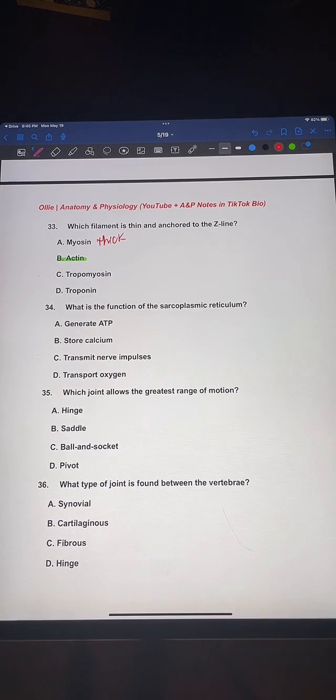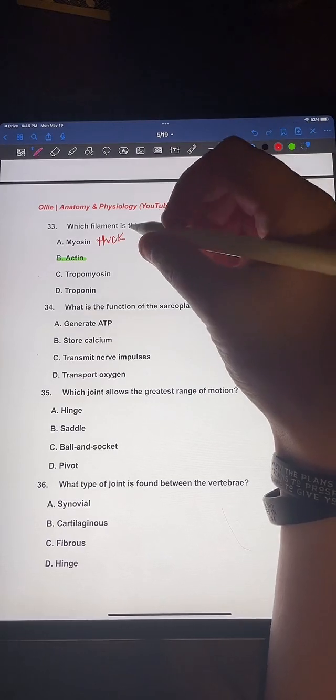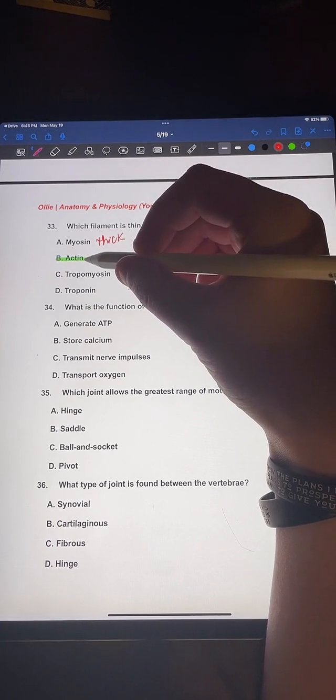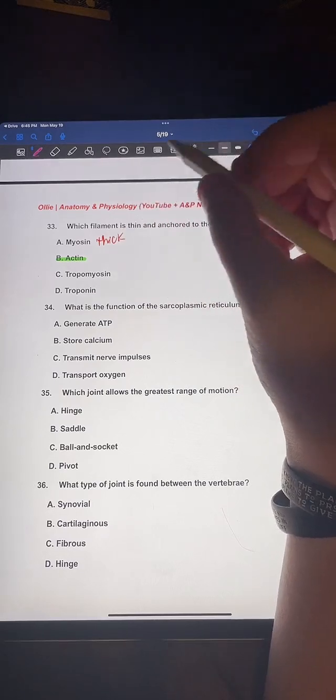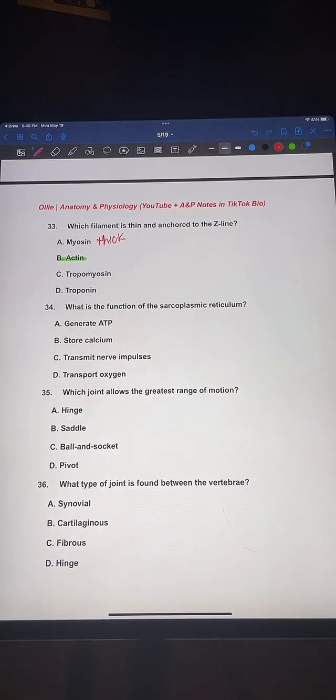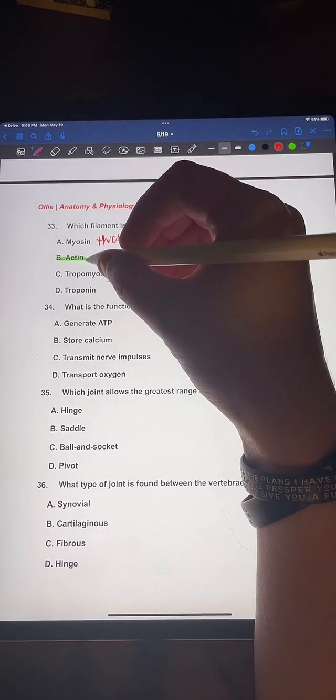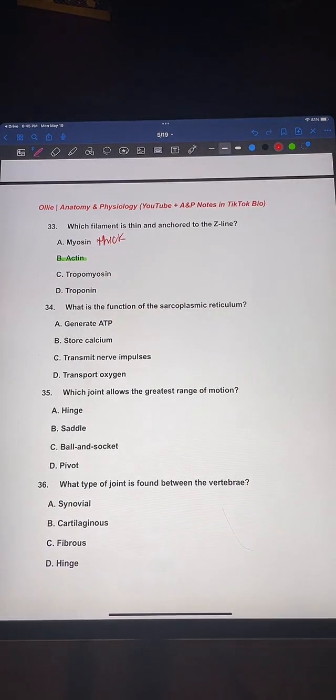How I always remembered thick versus thin is, my mercy, she's so thick it's a sin, and then actin is acting like they thick but they really ain't. That's how I always remembered it, in a very silly way. Actin sounds like thin. And myosin for thick. It's sometimes not the most appropriate thing, but whatever helps you remember is what helps you remember.